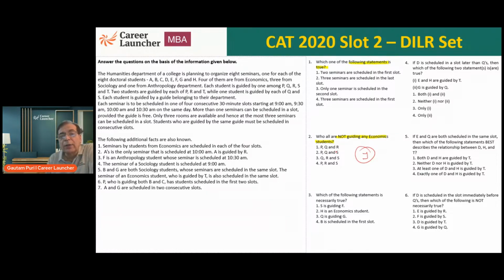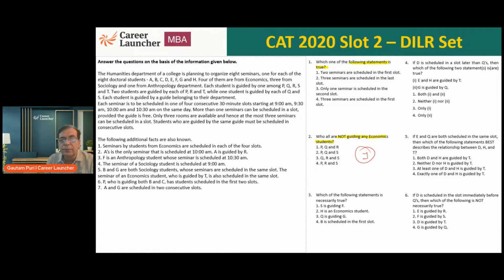Okay. Why? Because it's telling me PQR. They give me the names of three guides who are not guiding economic students. If I can say P is guiding an economic student, then all choices which contain P will go out completely. So this is a question which hopefully I should be able to solve with a limited amount of information.